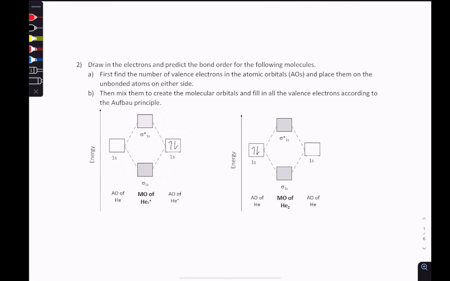Sorry. Yeah, this is helium. This is helium plus. You start at the bottom and fill to the top. Okay. So we've got 3 electrons total. We'll go 1, 2, 3.